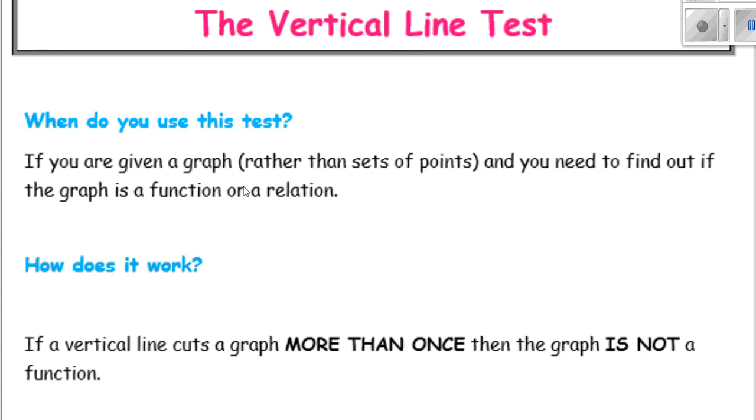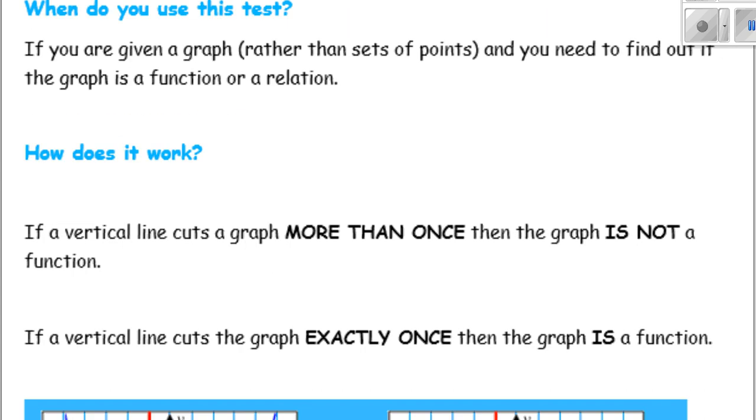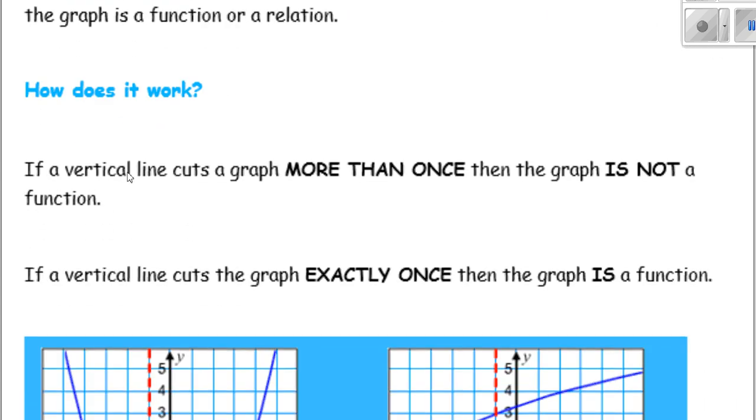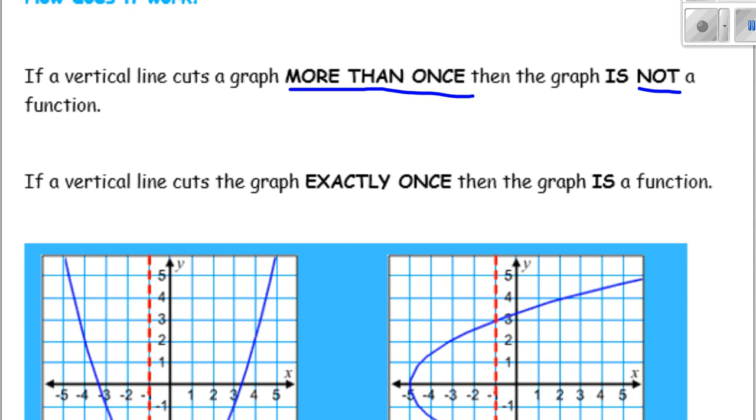If a vertical line cuts the graph more than once, so if a vertical line at any point can cut the graph more than once, then the graph is not a function. Some people by mistake think if it cuts more than once it is a function. A function is where a vertical line could only ever cut the graph once. If it cuts it more than once, then it's automatically not a function. If a vertical line cuts the graph exactly once, then the graph is a function. So here's a vertical line.